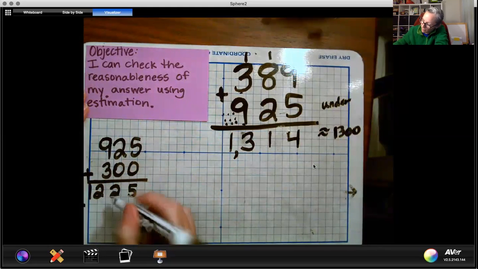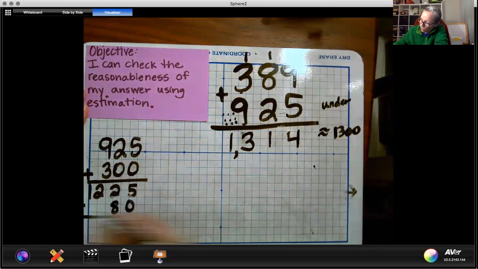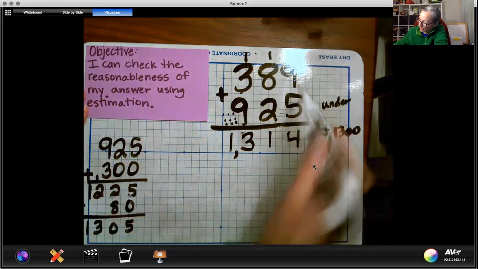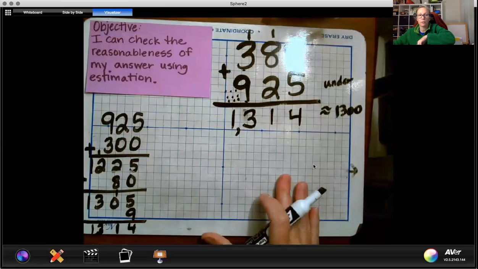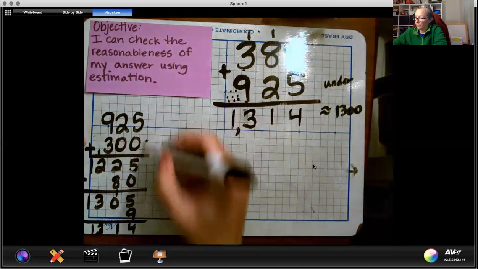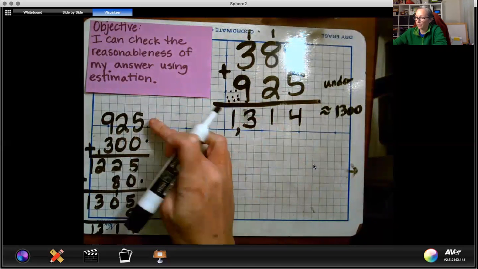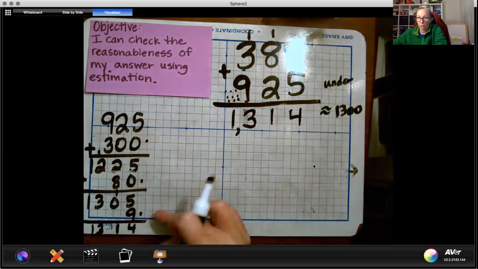Plus 80. I read the wrong number. Plus 9. Okay, so I would get the same answer if I take 389 and I add it to 925 by its chunks.